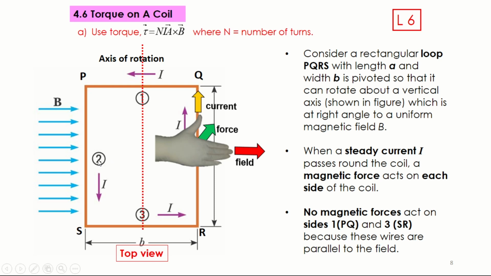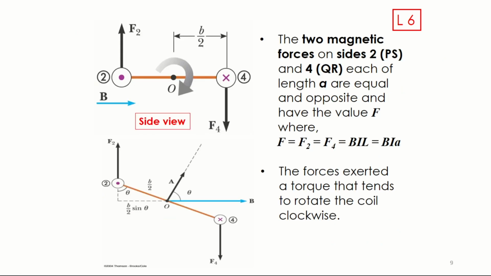So it means that force F2 is out of the page and force F4 is into the page, in opposite directions. The two magnetic forces on side 2, PS and side 4, QR, each of length A, are equal and opposite and have the value F. So the magnitude F2 equals the magnitude F4 equals F equals BIL, and L here equals A. So you get F equals BIA.